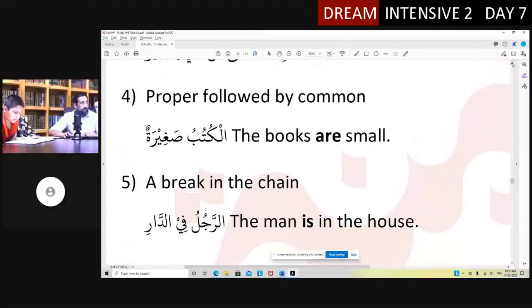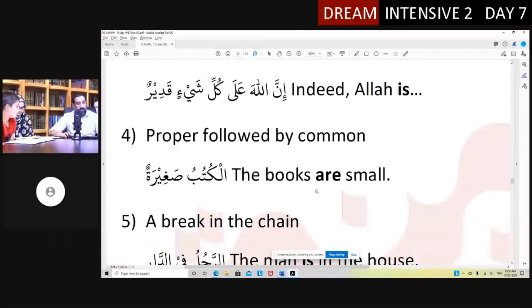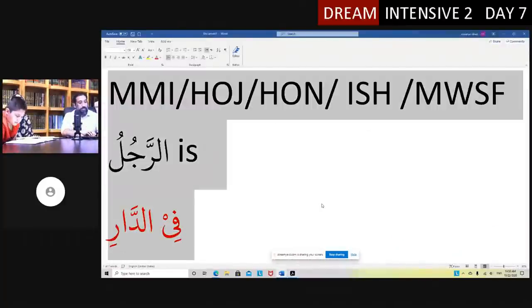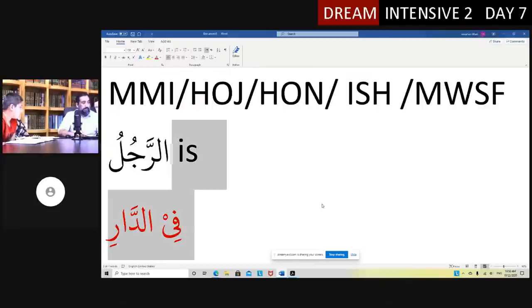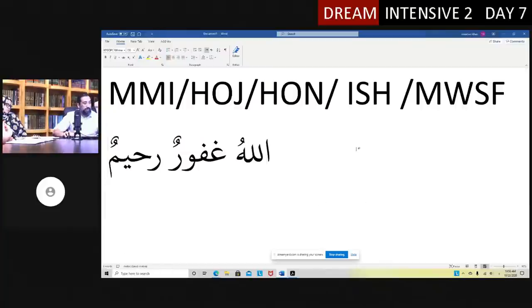What's number four? Proper followed by common. It's so common in the Quran. Look at this. And these are shortcuts to find the "is". Proper followed by common means, you know how we say Allahu Ghafurun Rahimun. Actually, you find Wallahu Ghafurun Rahimun.